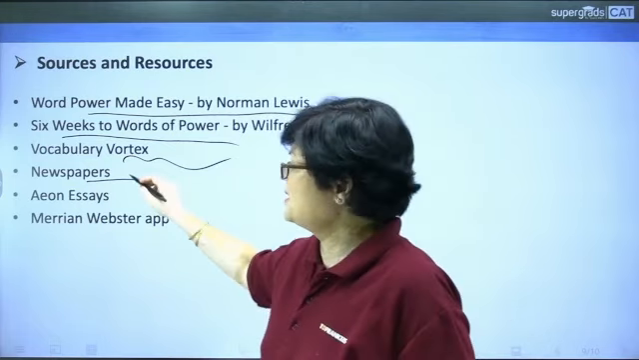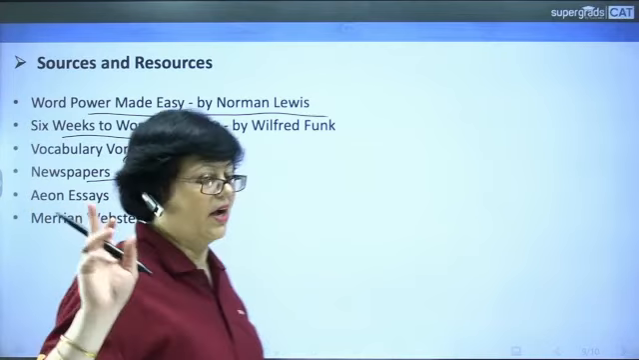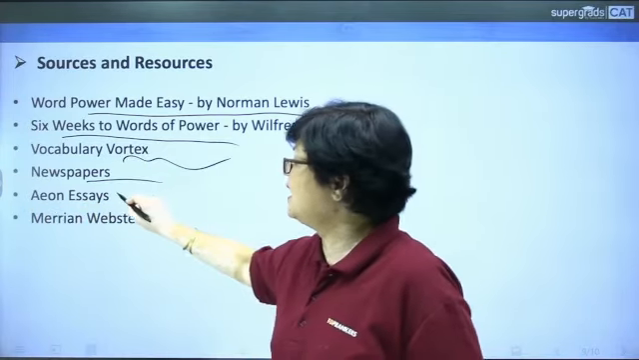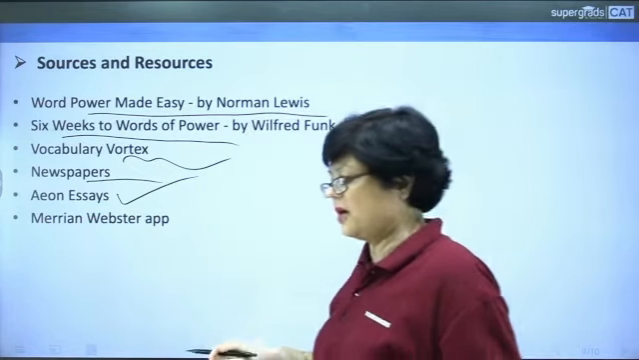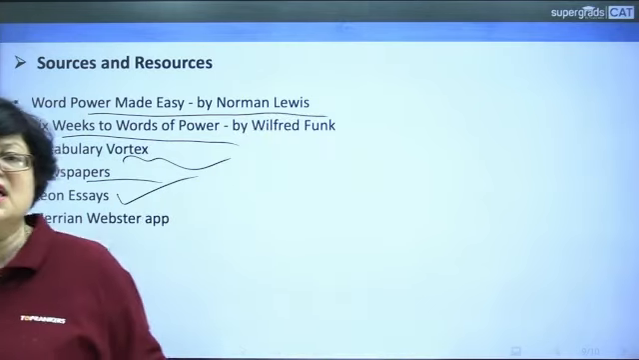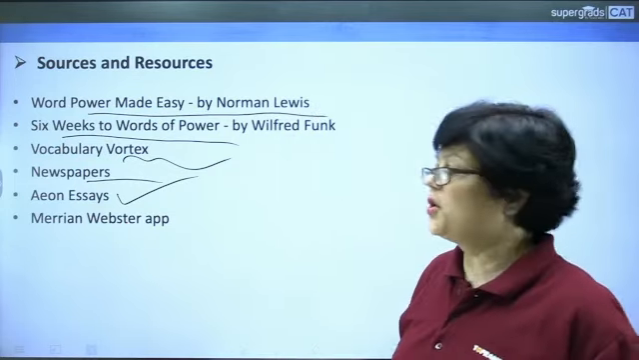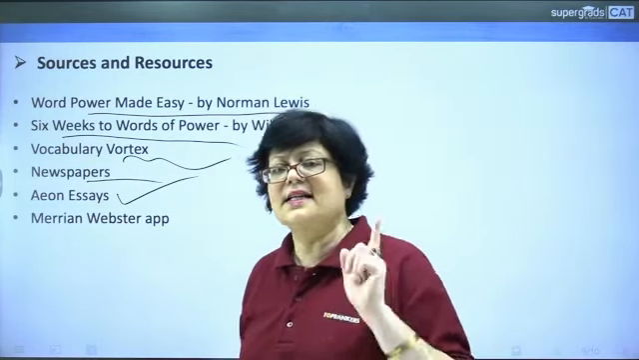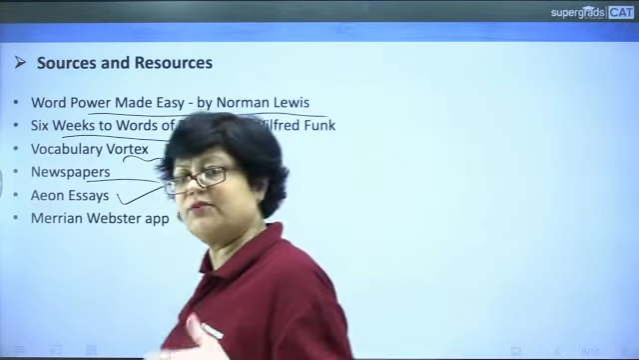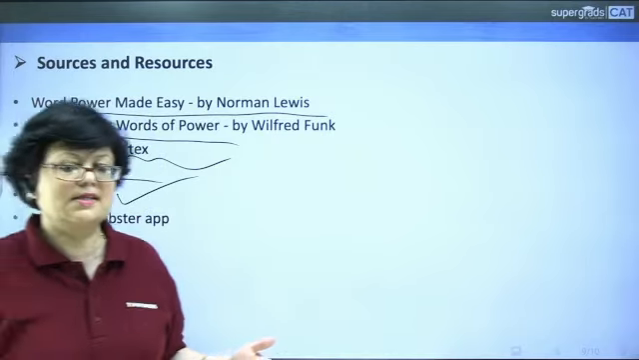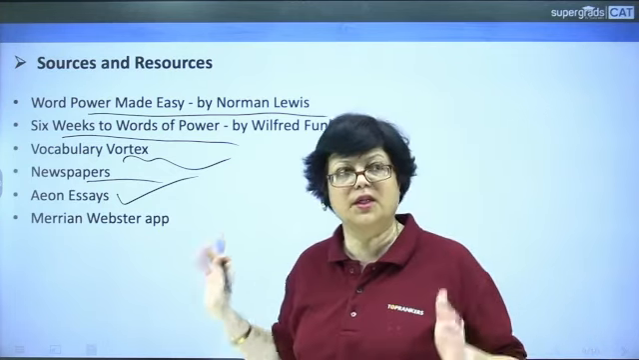So the newspapers which you have to consider are The Hindu, and then you have Aeon essays, very importantly. Aeon essays are a must for a CAT aspirant. They also cover ideas from all sorts of domains, as I already spoke about. And sometimes the passages are extracted from these essays also. So it does you a world of good if you practice daily from Aeon essays. Then this Merriam-Webster app, a free vocabulary app, which you can always refer to, because it gives you extensive and intensive information on vocabulary building.